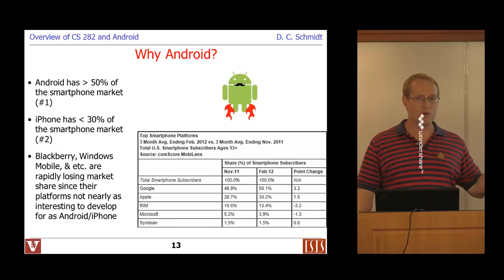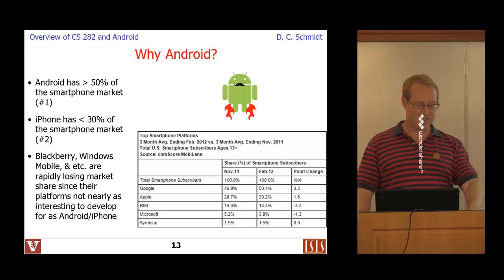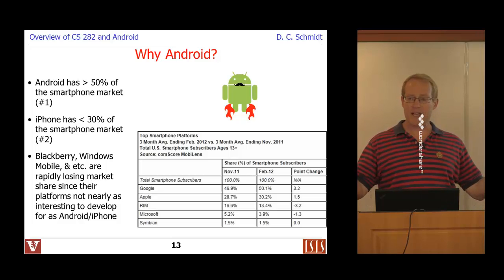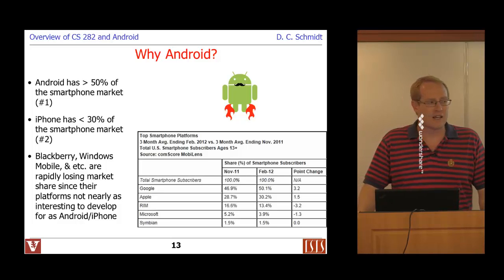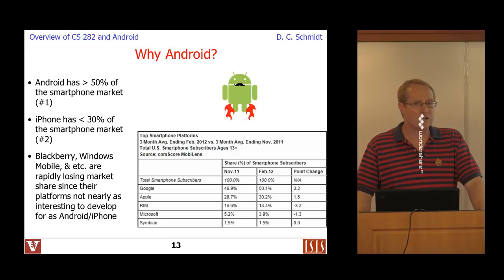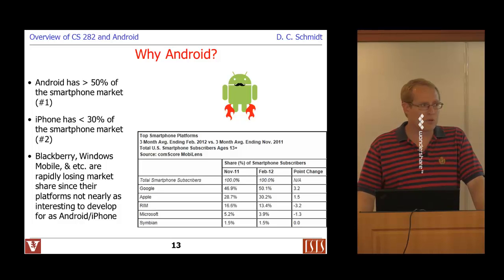Everything that you need to know, for the most part, that's important in computer science and computer engineering and software somehow relates to this in one way or another. So then why pick Android? Well, one reason that you pick Android is that it's very quickly becoming the dominant technology for mobile devices.